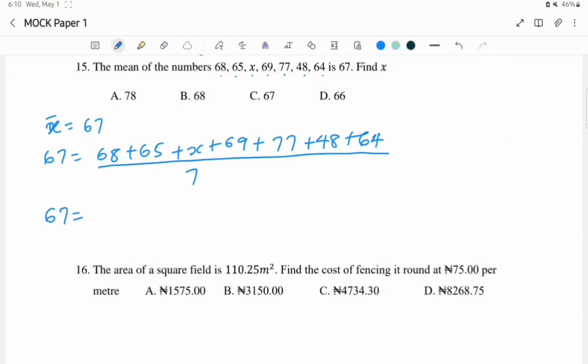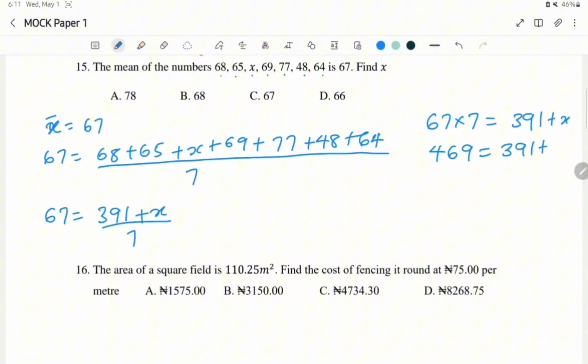That means 67 equals, when we add all the numeric values given to us, we will get 391 when you type everything on your calculator. So plus x, which is the unknown, over 7. Now we can cross multiply. 67 multiplied by 7 will give me 391 plus x. 67 times 7 is 469 equals 391 plus x. And x is simply going to be 469 minus 391. That means the value of x is 78. Option A.